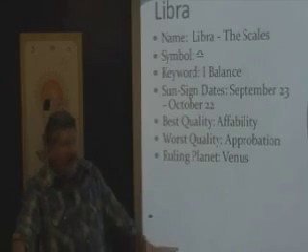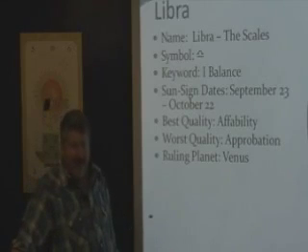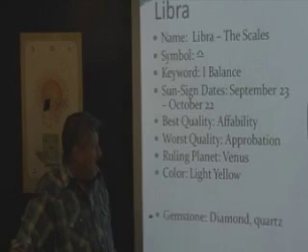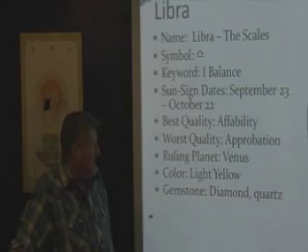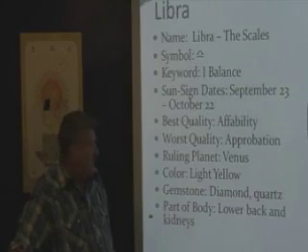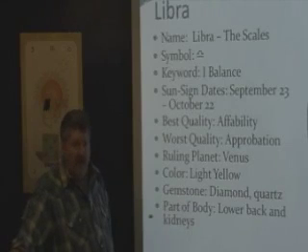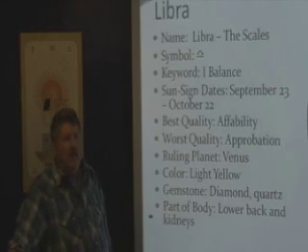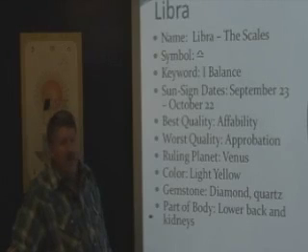And did you like it? Did you like it? Venus is the ruling planet. The color is light yellow. The gemstone is the diamond and/or quartz. And the part of the body is the lower back and kidney region. And I think the ovaries are also in part ruled by Libra and Scorpio.